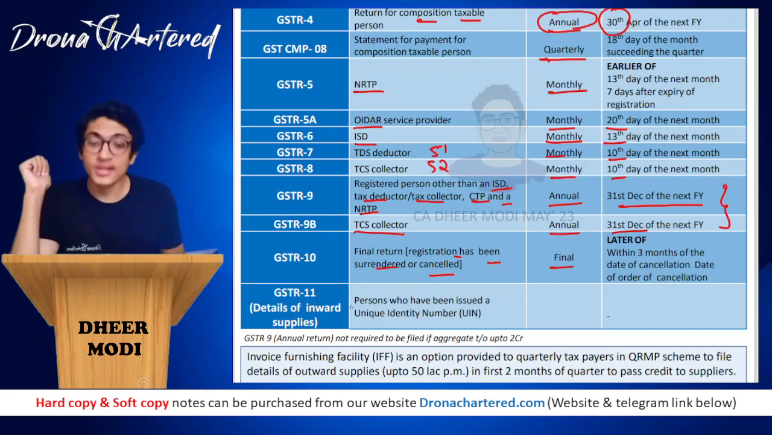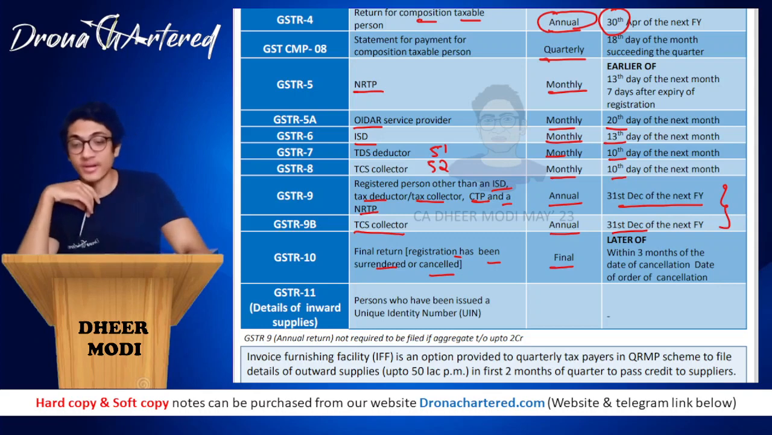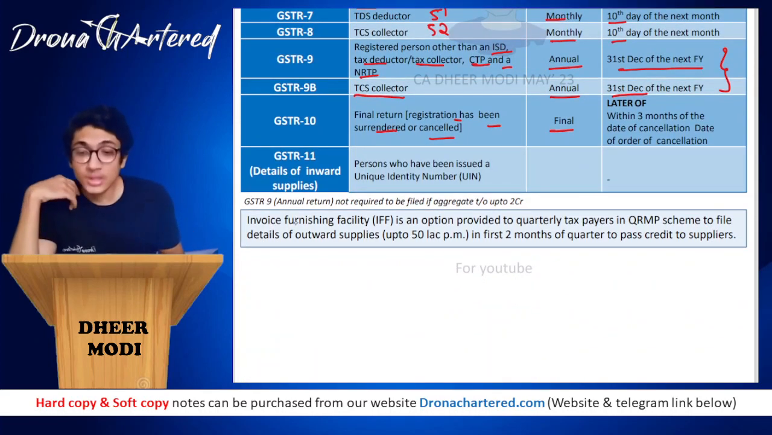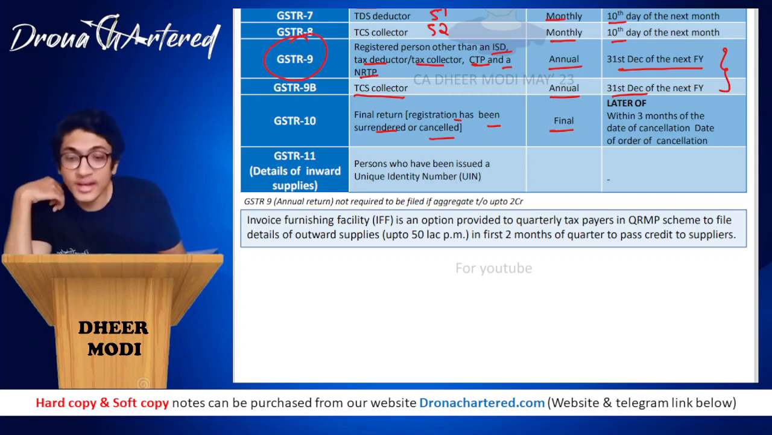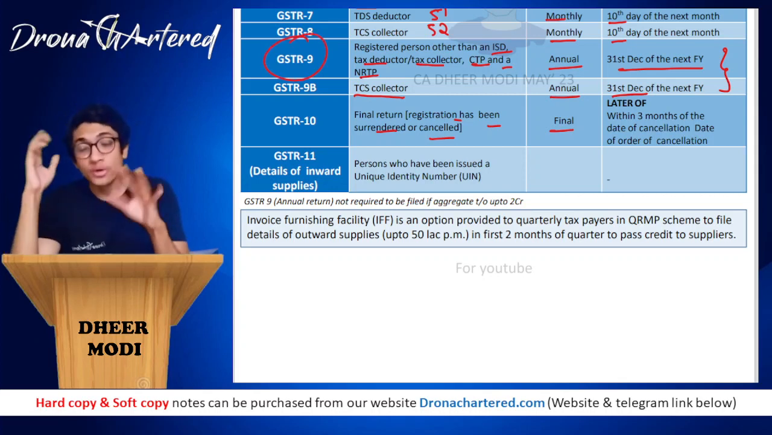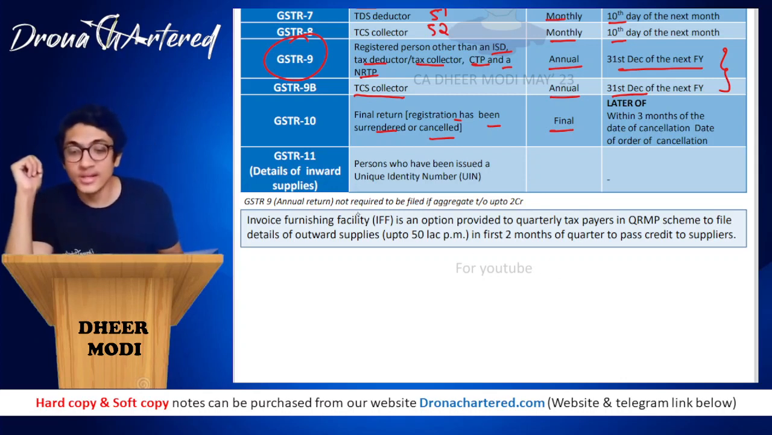Next is your GSTR 11. GSTR 11 is details of inward supplies. So a person who has been issued a unique identity number, he has to file a GSTR 11. Okay. Now GSTR 9 annual return need not be filed if the aggregate turnover is up to 2 crores. So as you remember, we did GSTR 9 is your annual return. So this need not be filed if your turnover is up to 2 crores. That means equal to or less than 2 crores, you need not file GSTR 9.